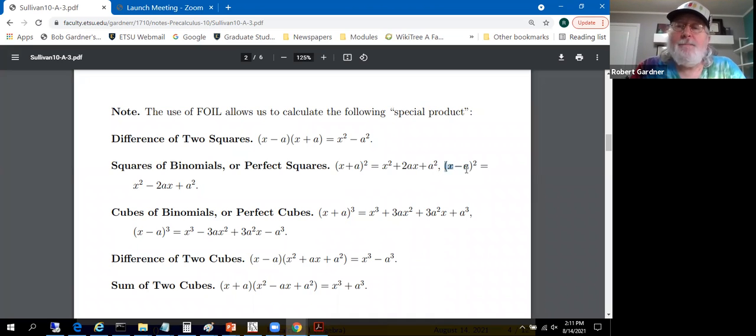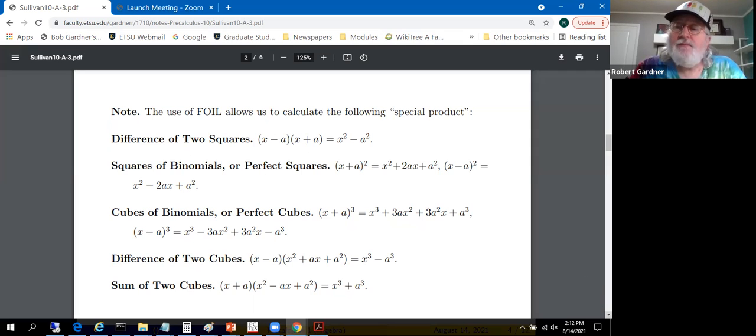If we had x minus a squared, FOIL that, similar pattern. You get x squared minus 2ax plus a squared. So this time, the negative here produces a negative here. So we get the square of the first, the square of the last, and we still get twice the product. The product of these two would be negative ax. We get negative 2ax, twice the product. So that pattern still holds. This stuff you need to know.